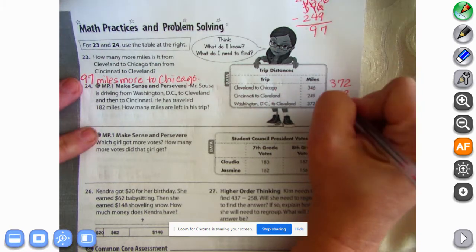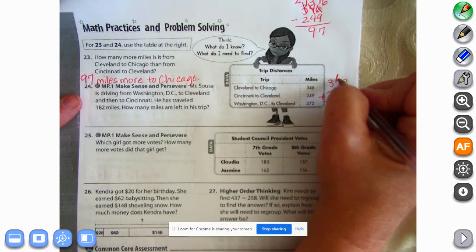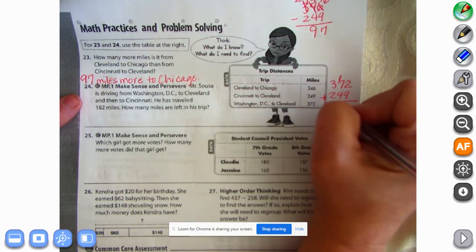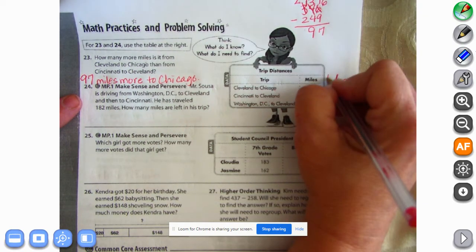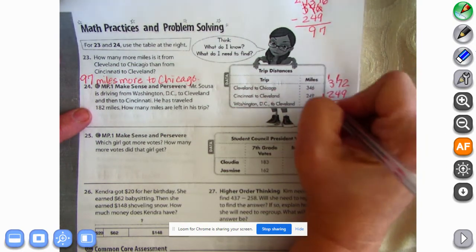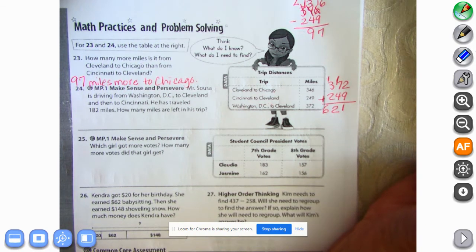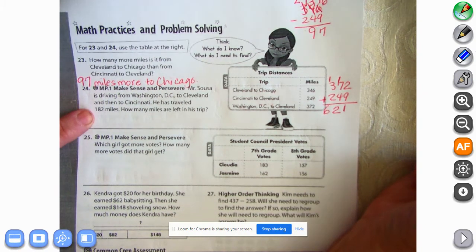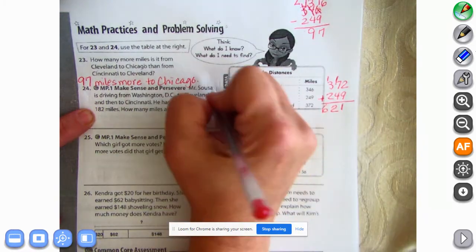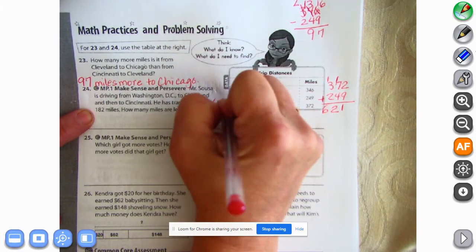So we're going to put that together, add that together. 2 plus 9 is 11. Carry that 10 up here. 1 plus 7 is 8. Plus 4 more is 12. Put that extra 100 up here. 100 plus 300 plus 200 is 600. So 621 miles altogether. And it says he's already driven 182. So let's go over here. Let's write 621 miles. That's the total trip.